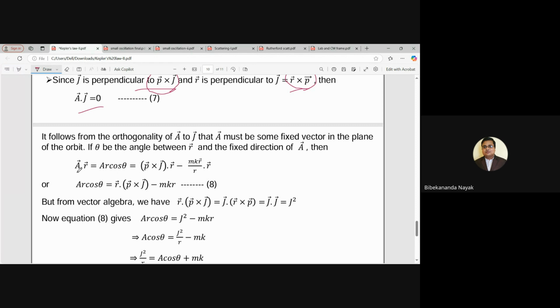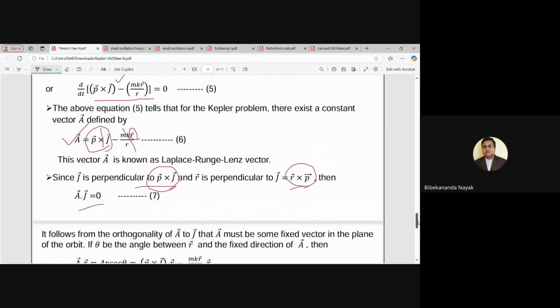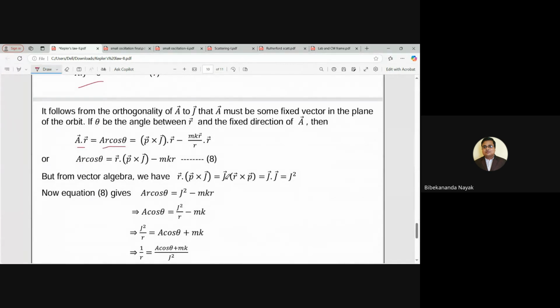Now A dot R is equal to A R cos theta. Putting the value of A as the Laplace-Runge-Lenz vector, p cross J minus m k r by r, dot r. So A R cos theta is equal to r dot (p cross J) minus m k, since r dot r vector is only r square, divided by r, cancels one r to give m k r.